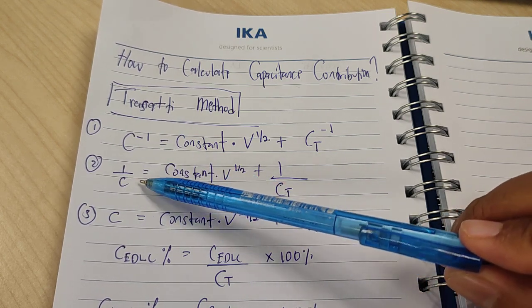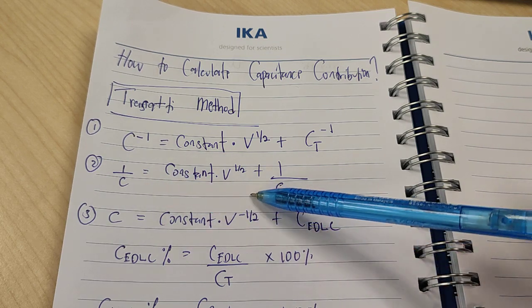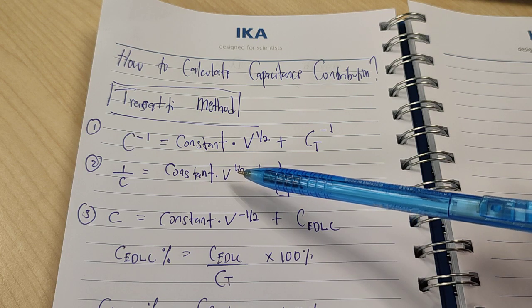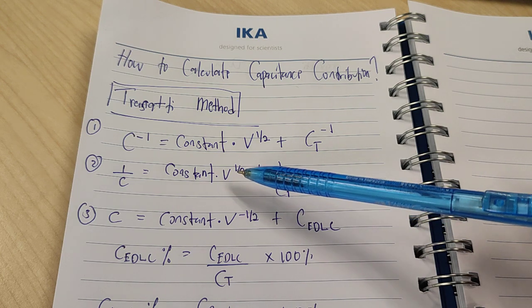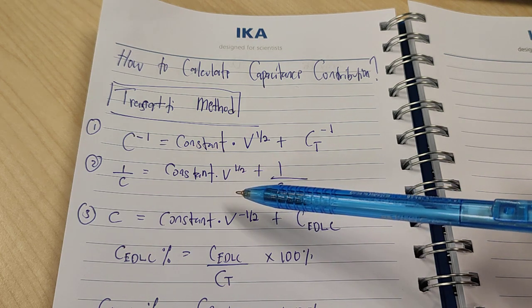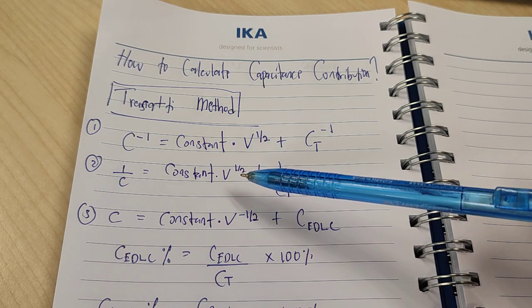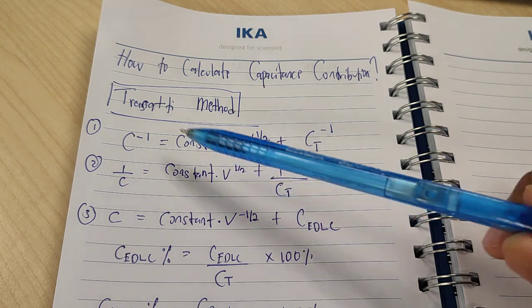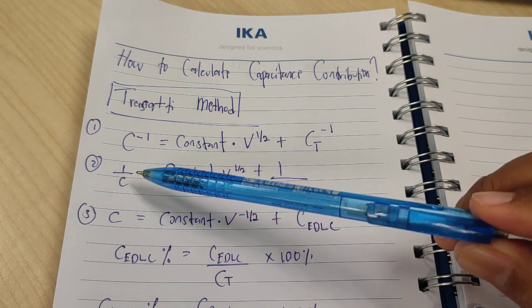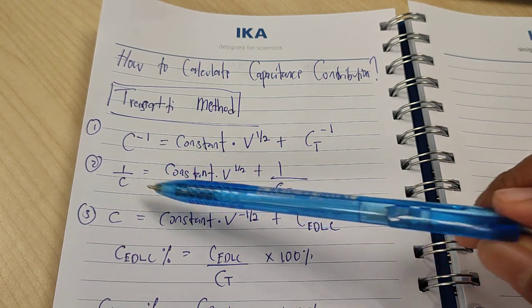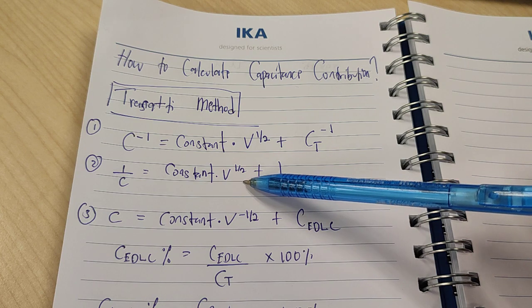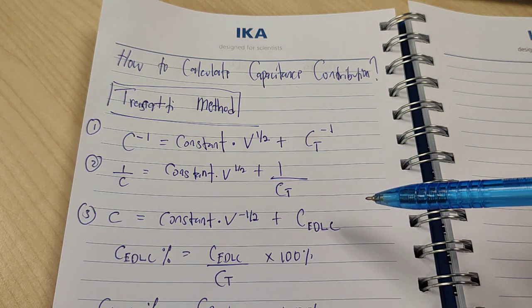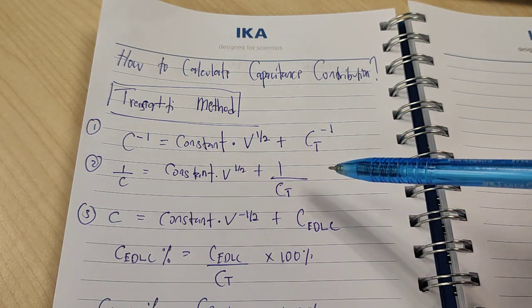Then you plot your scan rate to the power of half. For example, 1 to the power of 1 over 2, then 2 millivolt per second to the power of 1 over 2. You can use a calculator. Once you have the x-axis and the y-axis, you can plot in Origin or Excel, and then you get the graph.